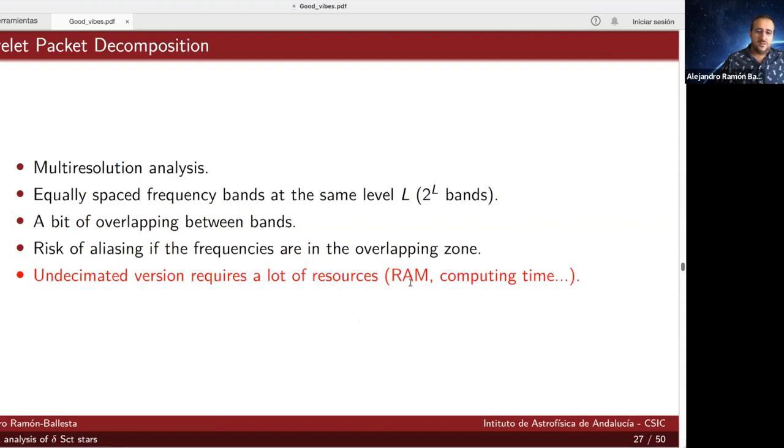And the higher the L goes, especially if you use the undecimated version that doesn't downsample the signal, the use of resources gets overkill. In several tests I've done, I've been able to reach 12 or 13 levels, but when I try to reach the next one, the computer just crashes because it runs out of memory and space. So we will stick with the synchrosqueezed transform, and we will forget about this wavelet packet decomposition for now.